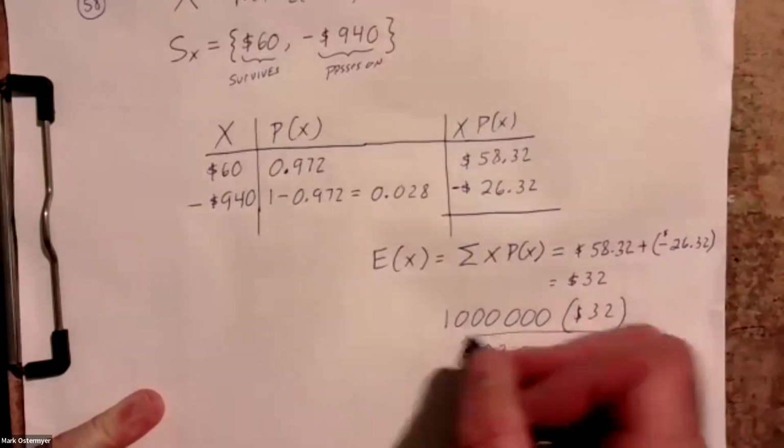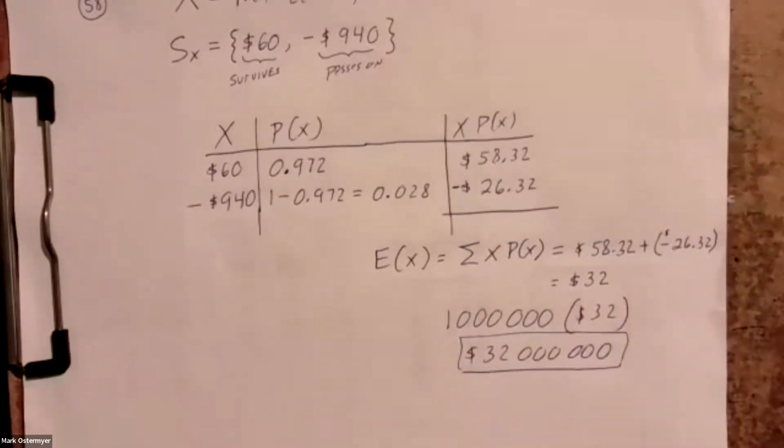About $32 million. That's just 1 million. There's more than 1 million people in this country that have insurance policies out there. So you can see that this is geared for the insurance company to make a hefty profit. And they designed it that way.